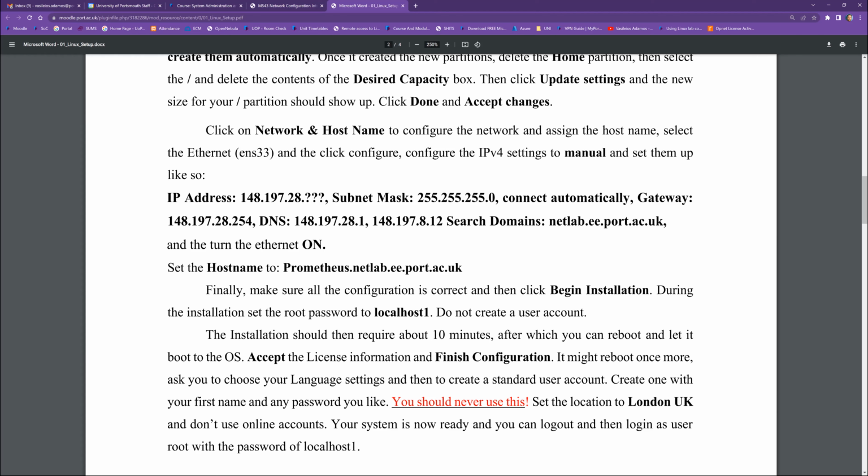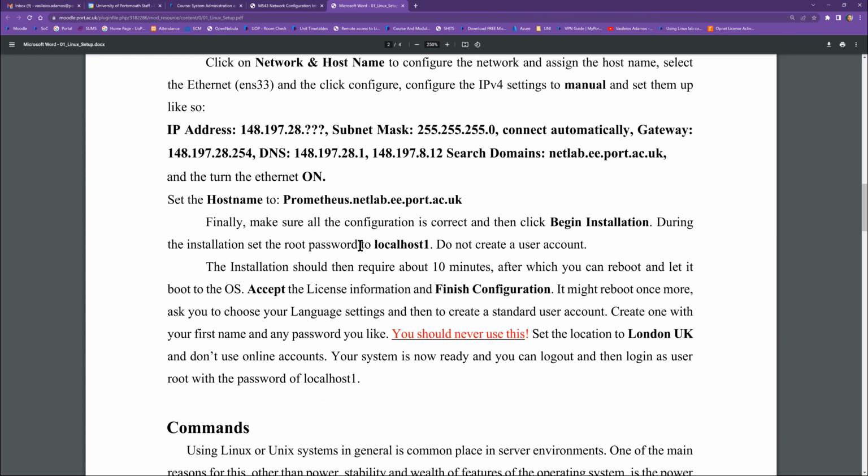So the name means something, and it's important that you set the host name to that because you need it later on for the DNS lab 6 and because you want your computer to be named correctly. All right. Begin installation. The password that we usually use for the root account is localhost1. So it's the simplest password that we can have that the system will accept.